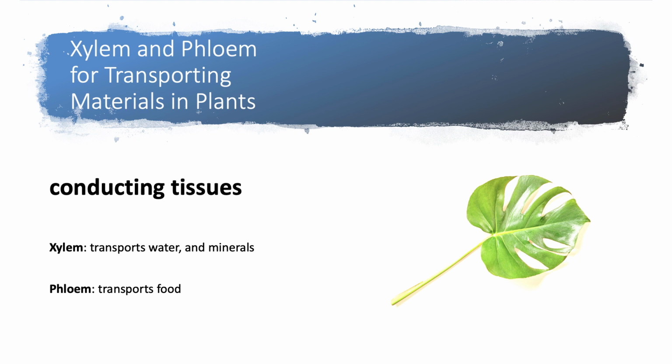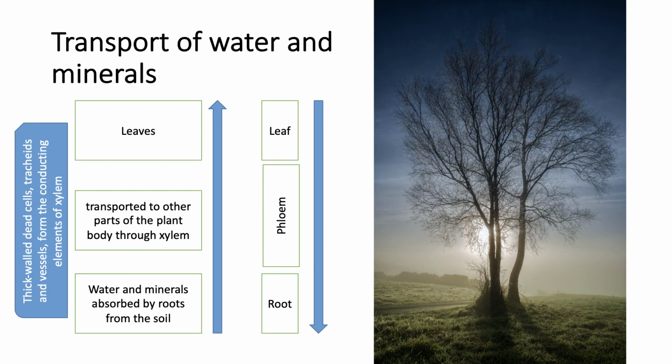In plants, for the transportation of water, minerals, and food, specialized tissues, called conducting tissues, comprising of xylem and phloem, are present. Water and minerals, absorbed by roots from the soil, are transported to other parts of the plant body through xylem. Thick-walled dead cells, tracheids, and vessels form the conducting elements of xylem.